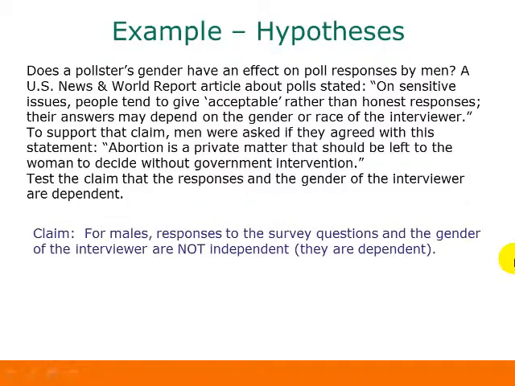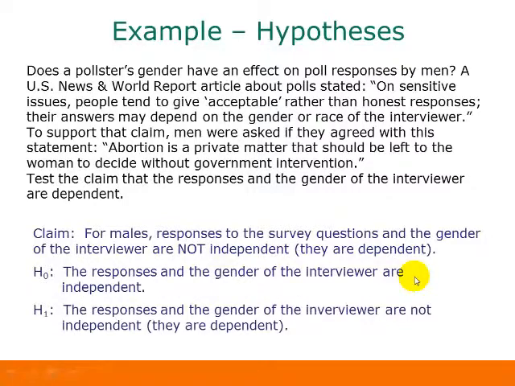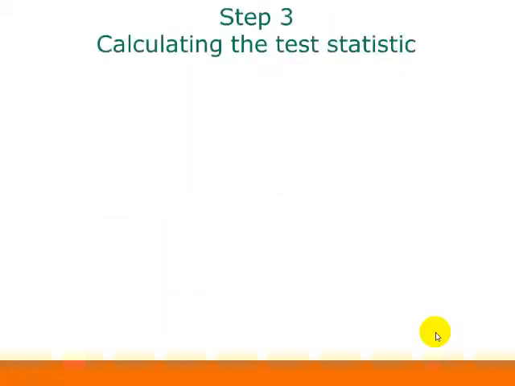So our claim is that for males, responses to the survey questions and the gender of the interviewer are not independent, or we could also say that they are dependent. So our null hypothesis is that the responses and the gender of the interviewer are independent. Our alternative hypothesis is that the responses and the gender of the interviewer are not independent, or in other words, that they are dependent.